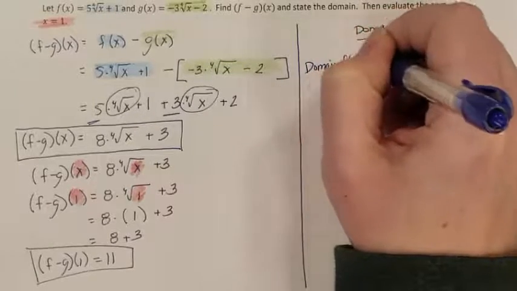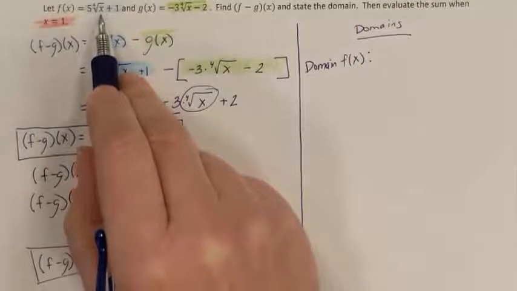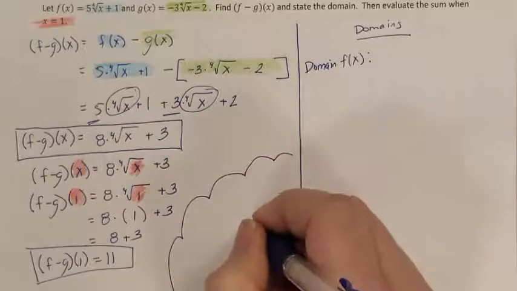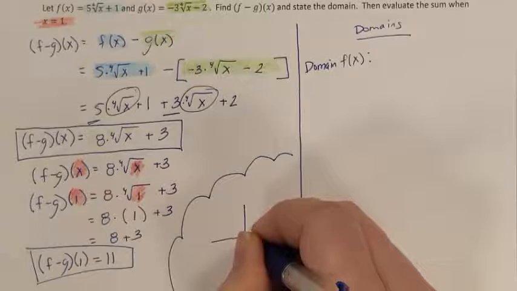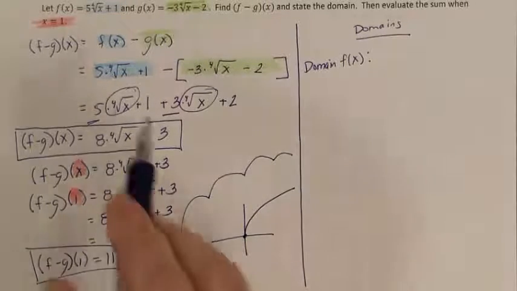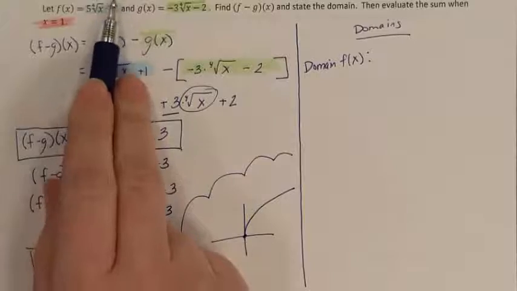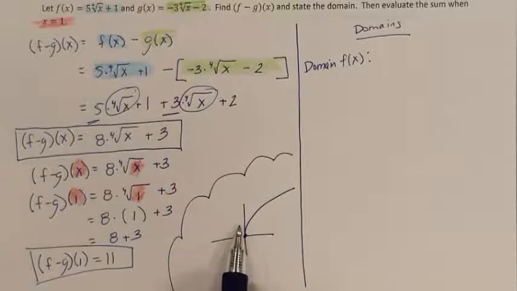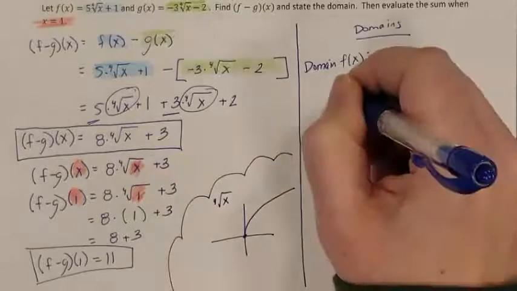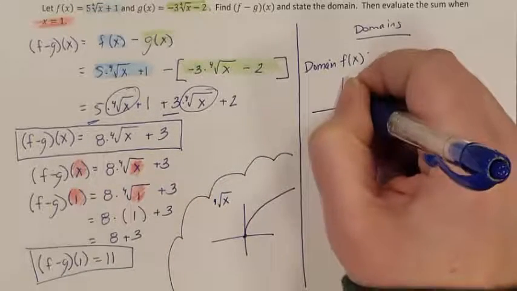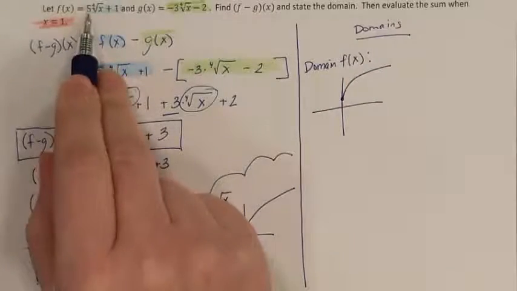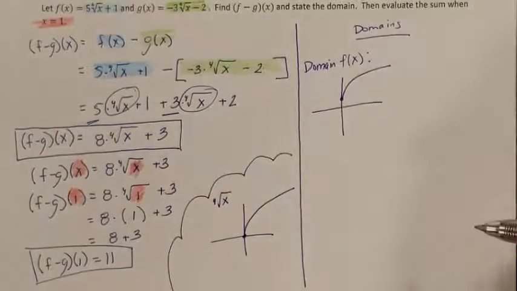So, domain of f of x. This is a fourth root. A fourth root parent function ends up looking like this, where it goes up faster and then levels off. Because we're adding 1 on the outside, that means it moved up a unit of 1. So the f of x rule we're looking at moved up 1, but still has the same degree. It was vertically stretched by 5, so it still looks like this.